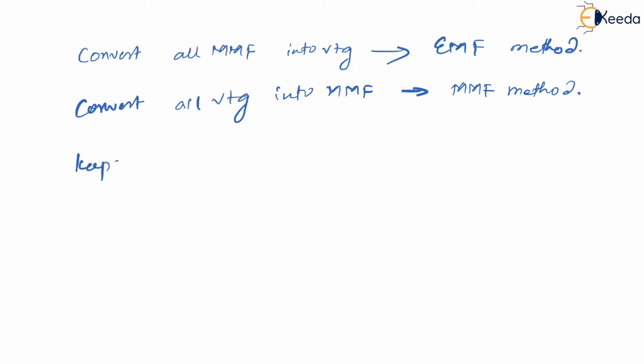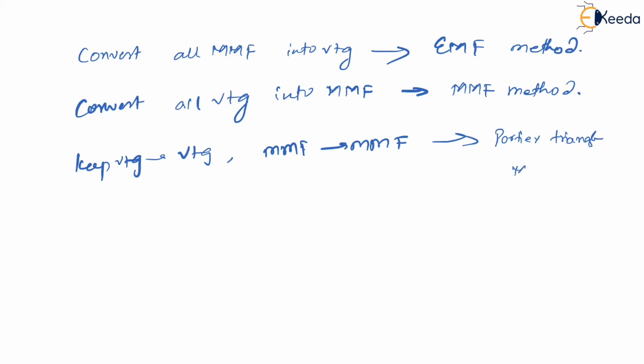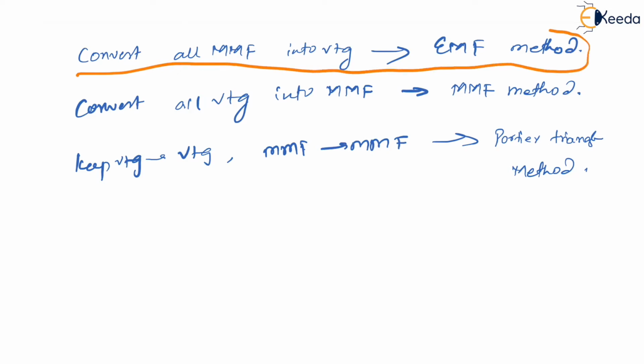And if you keep voltages as voltages and MMFs as MMFs, then you are going to use the Potier triangle method, which is also called the ZPF method, correct? Now, let us see what the reality is and what happens if I use the EMF method, because I will be more interested in this method only.